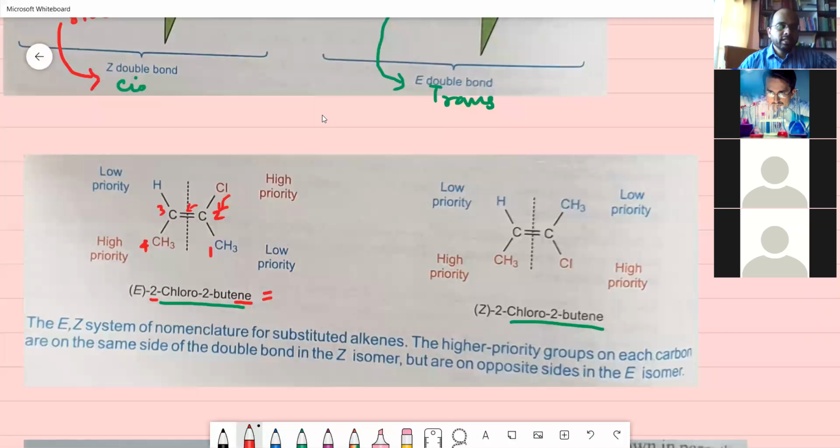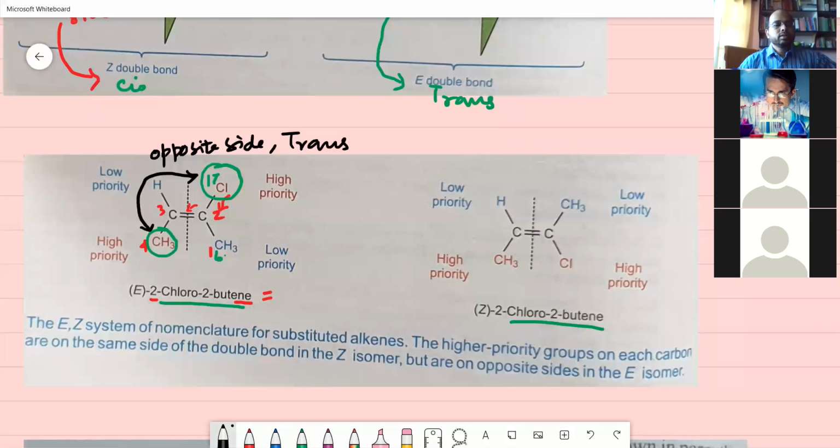Okay, but after drawing a line, you will see that the similarity is here, the group, and here it is not the same, because chlorine atomic number is 17, carbon atomic number is 6. So it is on the opposite side. So you can see they are on opposite sides. Therefore, they are trans. So that is why you mention it as a substituent.